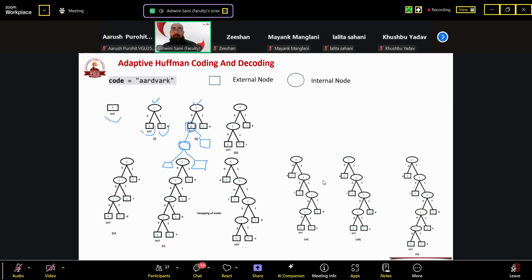The left side is always represented by 0. I hope it is clear to all of you. Then moving forward.